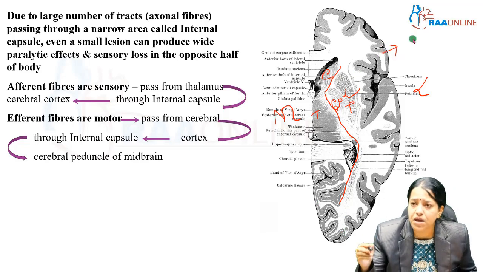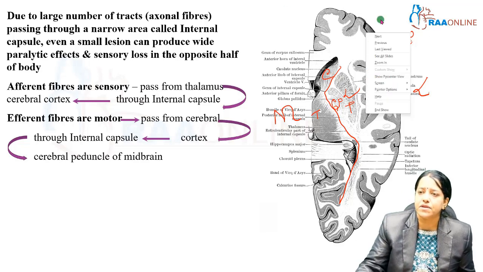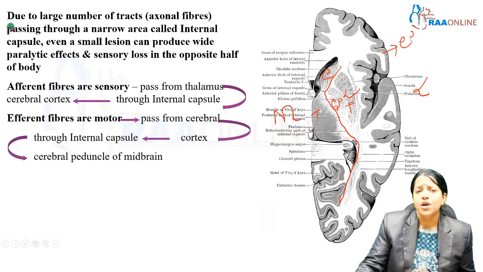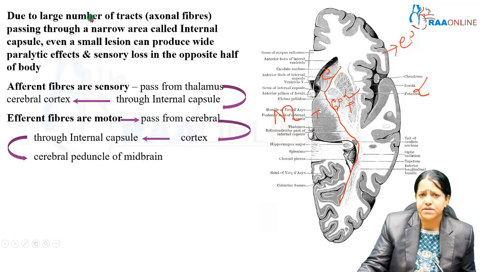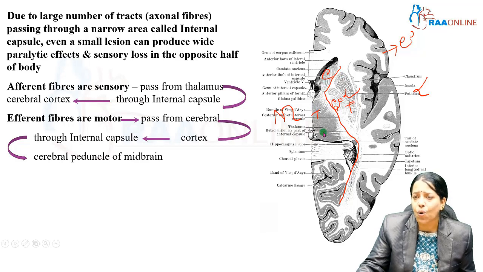So this whole thing is the cerebral cortex. So next, due to the large number of tracts, that is axonal fibers, the entire corona radiata and everything is passing through this narrow space, and it is sandwiched between all these things.